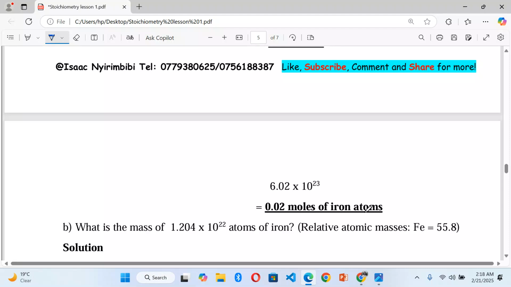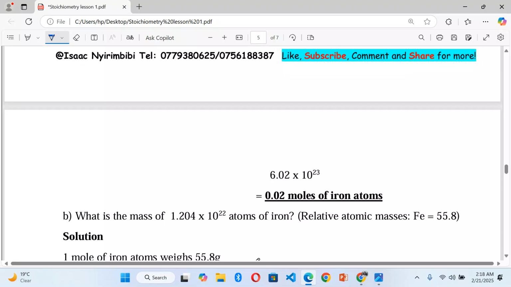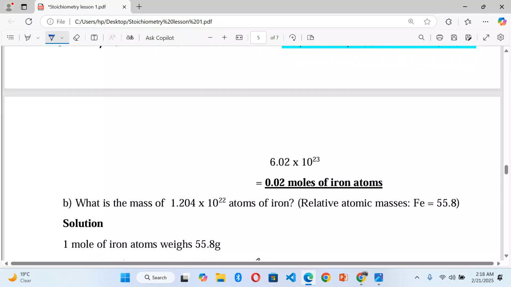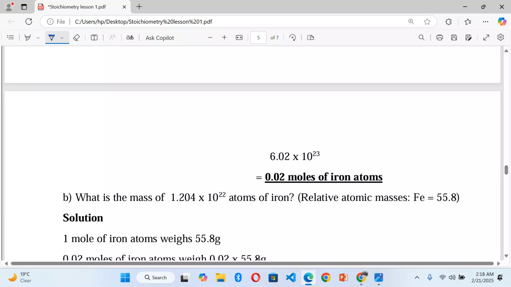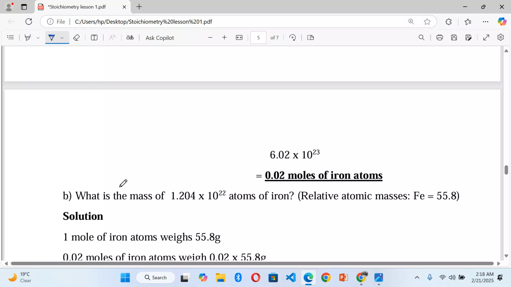When you compute using your calculator, you get 0.02 moles of iron. Then part B is saying, what is the mass of 1.202 times 10 to the power 22 atoms of iron? Now they want us to determine the mass.